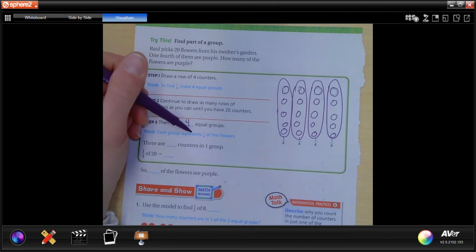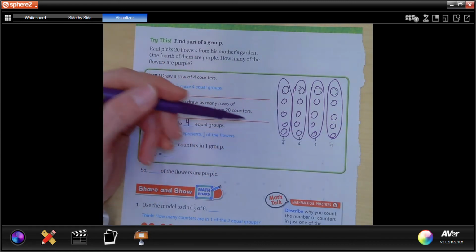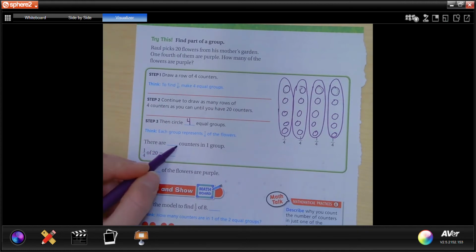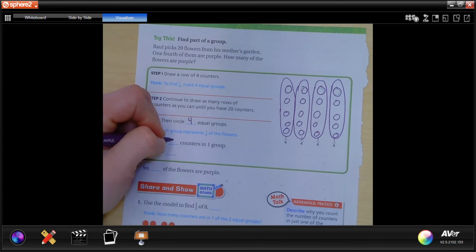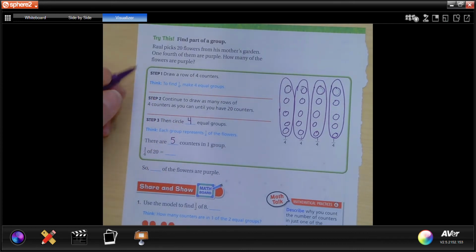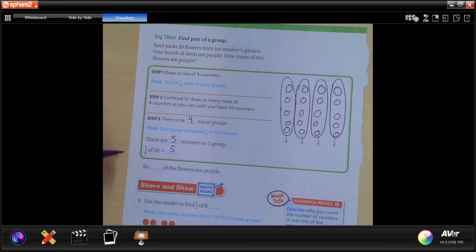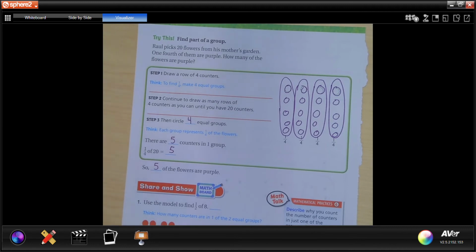Okay, so each group represents 1/4 of the flowers because there are 4 equal groups. We knew that we wanted 4 equal groups because 4 is our denominator. There are how many counters in one group? Well, let's count them. 1, 2, 3, 4, 5. There are 5 counters in one group. So 1/4 of 20 equals, you guessed it, 5. So we know that 5 of the flowers are purple.